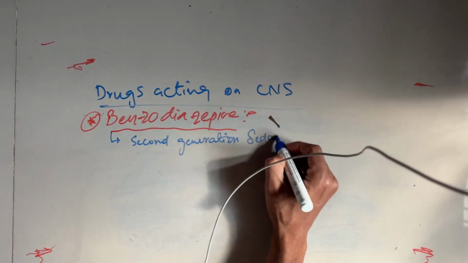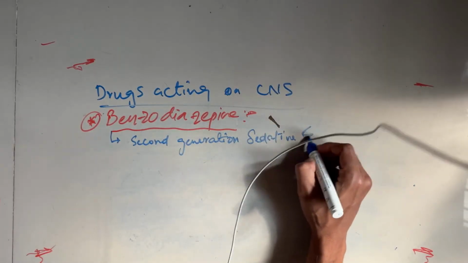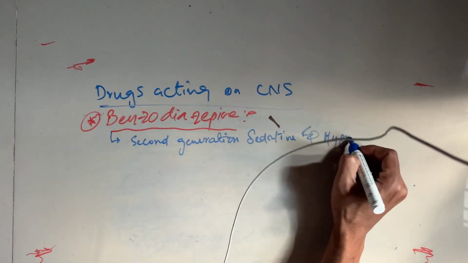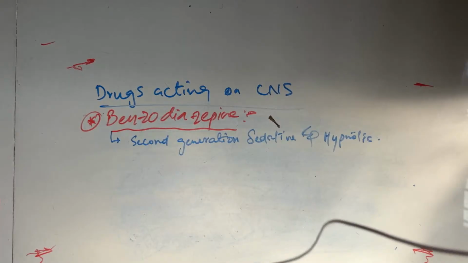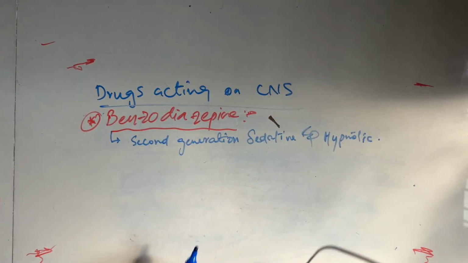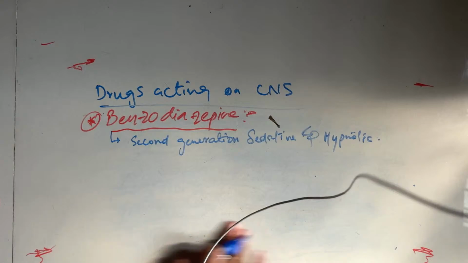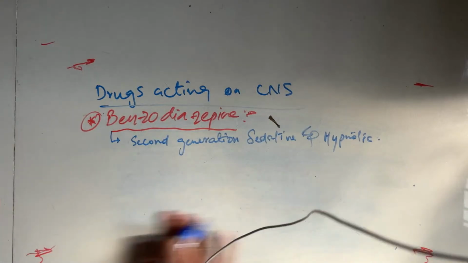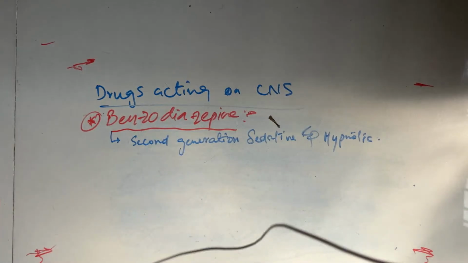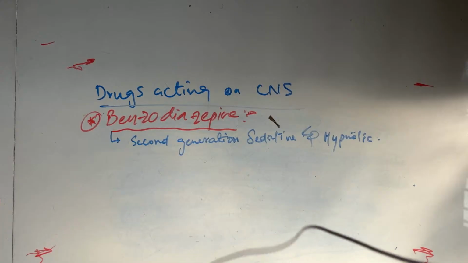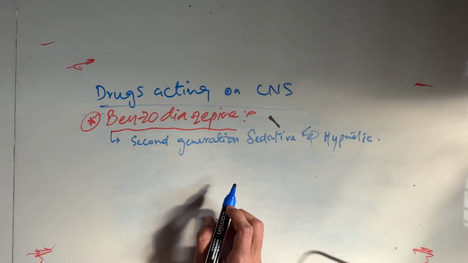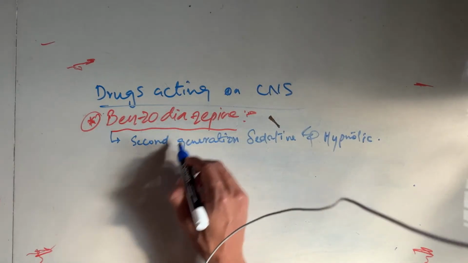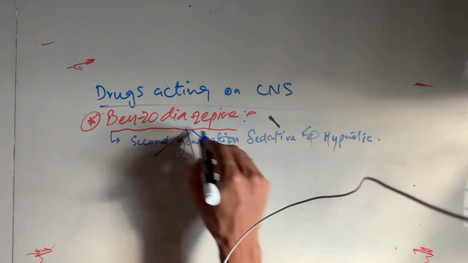Or you can say sedative and hypnotics, that is S and H. Now what is the classification of benzodiazepine? Earlier we saw there are 4 classes of barbiturate or barbituric acid derivatives. In the same way, benzodiazepines also have 4 classes. What are they? Benzodiazepine 1 2 3 4.